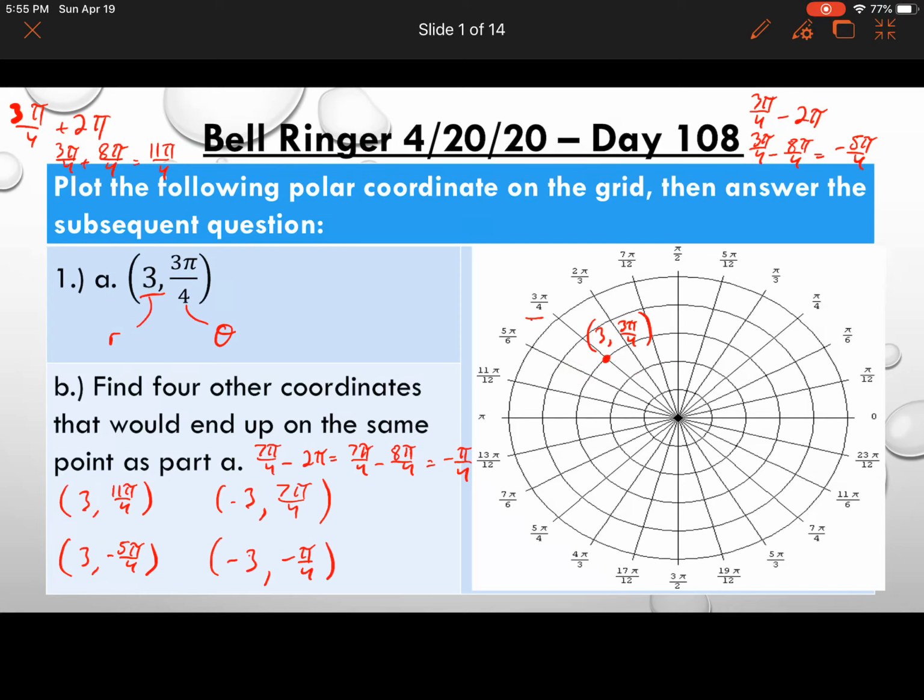And once again, we can find many more than 4. All we would have to do is continuously add or subtract 2 pi, and we would just keep on ending up in the exact same spot. So that's just a little bit of a warm-up. Hopefully you guys got the correct answers. Your answers might be different for this problem because, once again, you can just add or subtract 2 pi, and you could always get additional answers. All right. So that's part B.